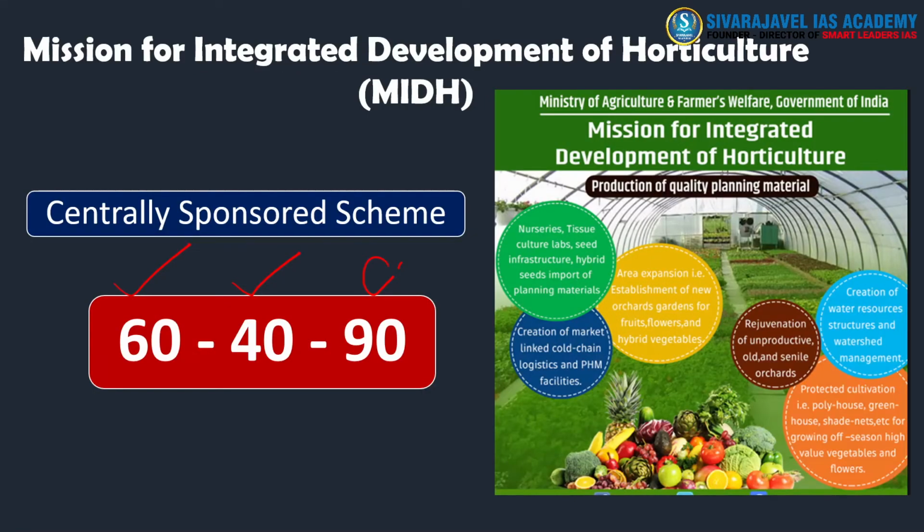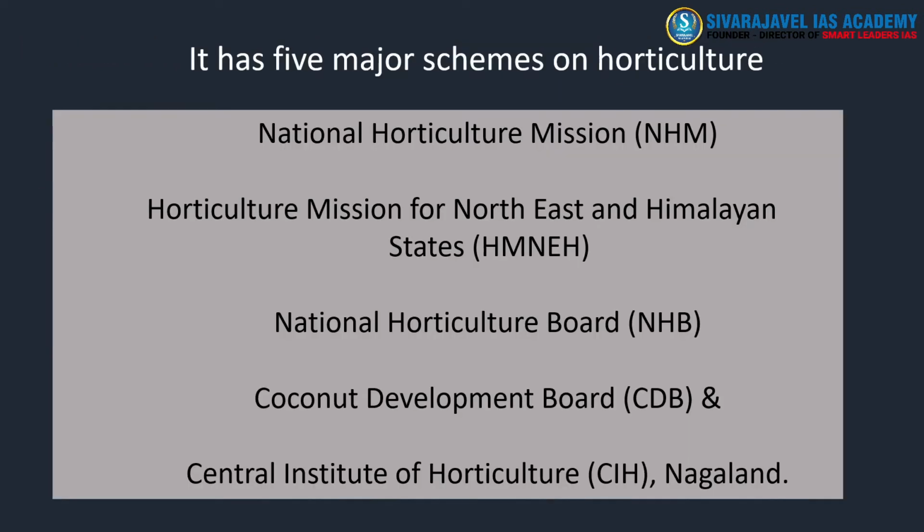Now, within this integrated development of horticulture, there are 5 major schemes. One is the National Horticulture Mission, Horticulture Mission for Northeast and Himalayan states, National Horticulture Board, Coconut Development Board, Central Institute of Horticulture. So try to know these names. Sometimes in the statements, one of the statements could be the Tea Board or the Coffee Board. Here you can see Tea Board and Coffee Board are not there, but you have the Coconut Development Board. So be very careful which is included here and which is not.